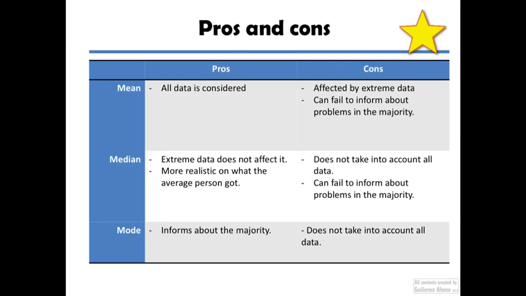So this is a list of the advantages and disadvantages of all of them. In the mean, all data is considered, which is great, but it also has its disadvantages. And you can just look at this, and it's very important to remember the advantages and disadvantages of each one of them, because you will have to take a decision on which one you're going to use and why did you use it. You're going to have to justify why you use that measure of central tendency.